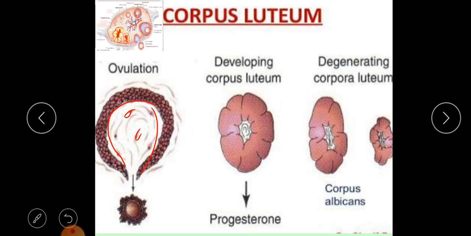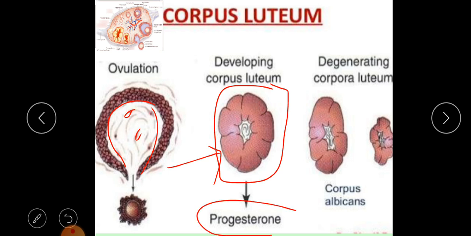And then later, at this stage, the follicle cells are going to enlarge and a yellow pigmentation is going to form. That pigment is known as lutein, and it forms the yellow body, which is known as the corpus luteum. And this corpus luteum is going to secrete the hormone, that is the progesterone hormone.